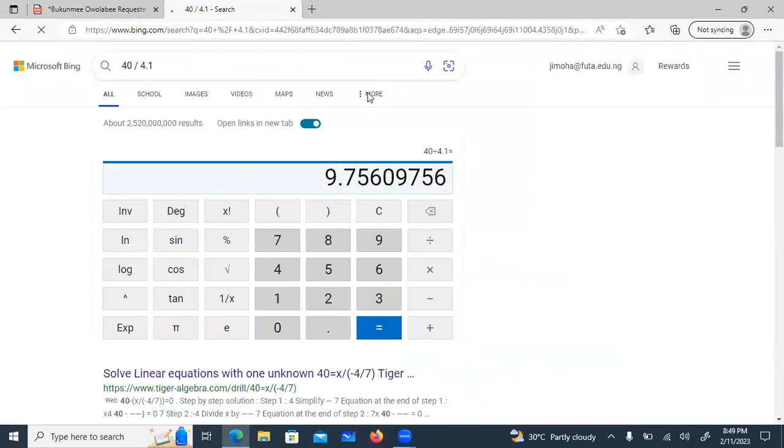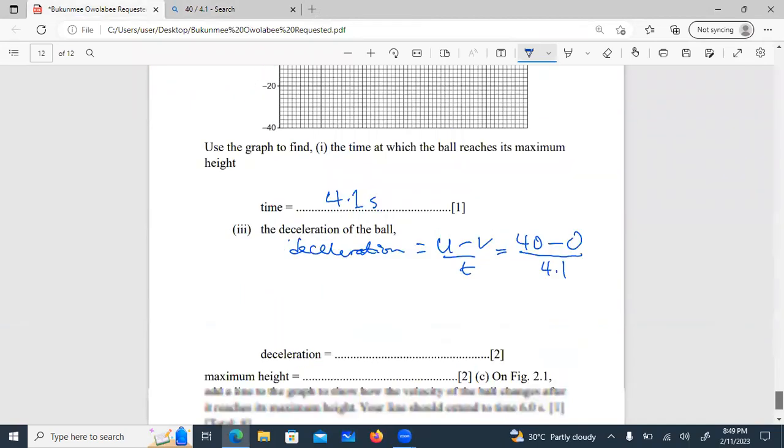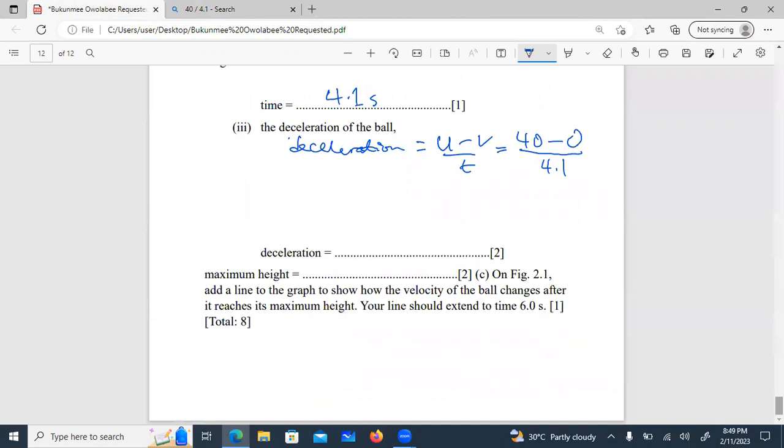It gives us 9.76. So our deceleration is 9.76 meters per second square, which is very realistic. Our deceleration should be close to the gravitational field strength. So you get 9.76 meters per second square.